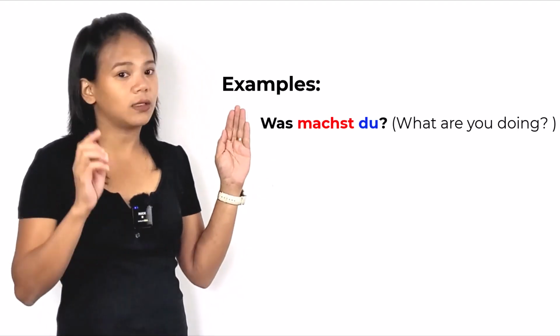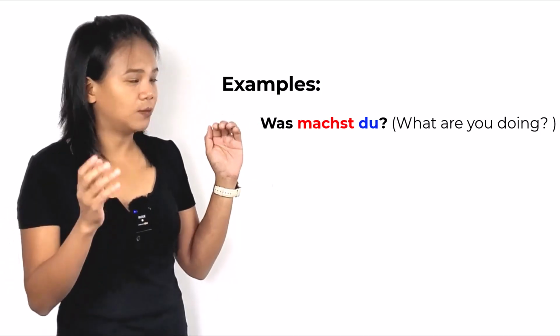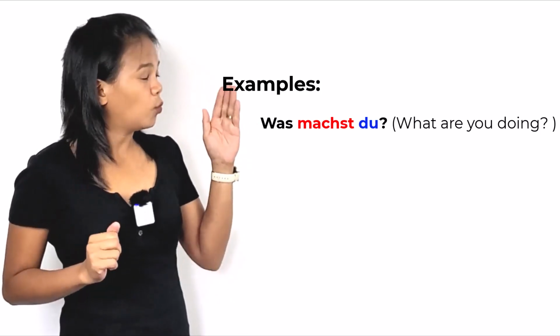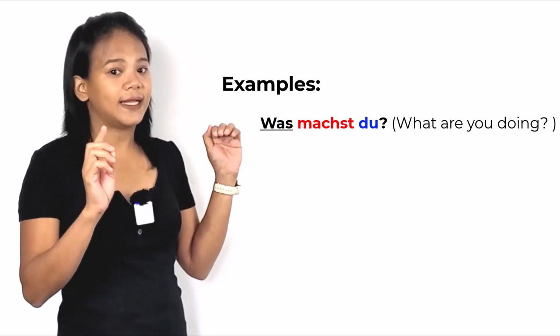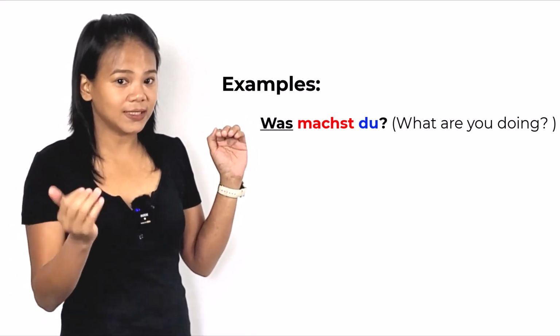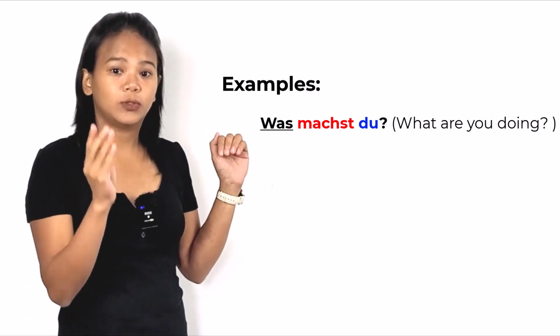Example: What are you doing? Was machst du? You see, we put the question word first, which is was, and then the verb, which is machst, and the subject, du.